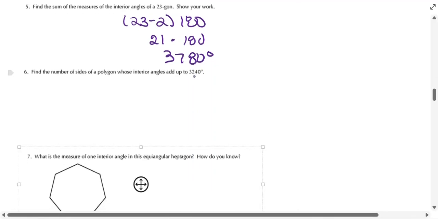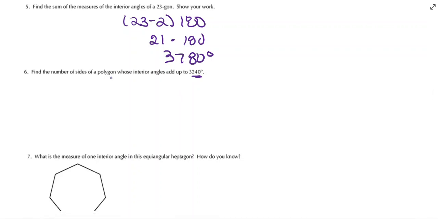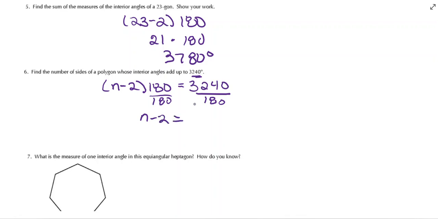Here we know what the sum of the interior angles is. It's 3,240, but we don't know the number of sides. We know that the sum would be n minus 2 times 180, and we know the sum is 3,240. The easiest way to do this would be to divide both sides by 180 first. We'd have n minus 2 equals 18, and then we would add 2 to both sides, and we have n equals 20.